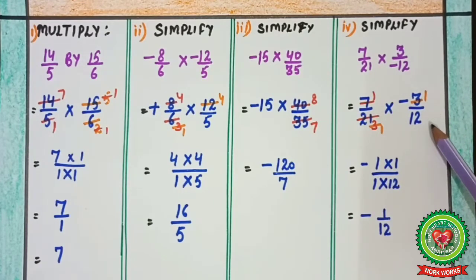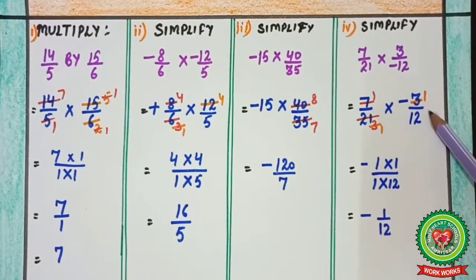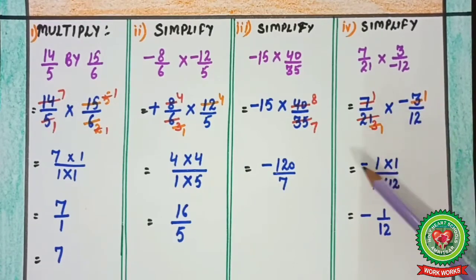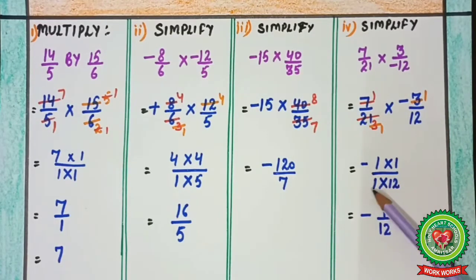Now we can do the cutting. Cutting can be possible up, down and in cross way. So 7 ones are 7, 7 threes are 21, and 3 ones are 3, 3 ones are 3. So you are now left with minus 1 into 1. Now why minus? Because here the plus sign is there, no sign means plus sign. Plus and minus are getting multiplied, that means unlike signs, sign of minus. So 1 into 1 will be 1, upon 1 into 12 will be 12. So the answer will be minus 1 upon 12. Alright.